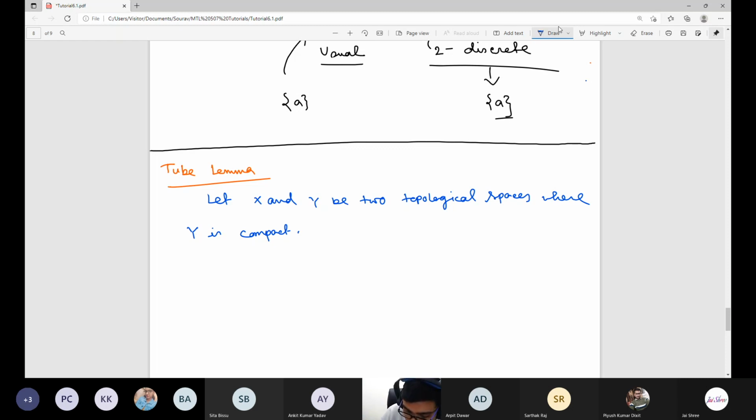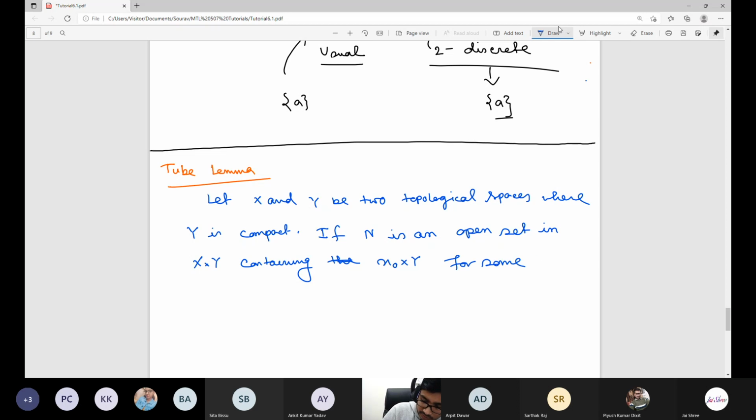Suppose N is an open set in X cross Y containing the strip or the slice, the set x naught cross Y, for some x naught belonging to X. Then there exists a neighborhood W of x naught in X such that W cross Y is a subset of N. So this lemma is called the tube lemma.